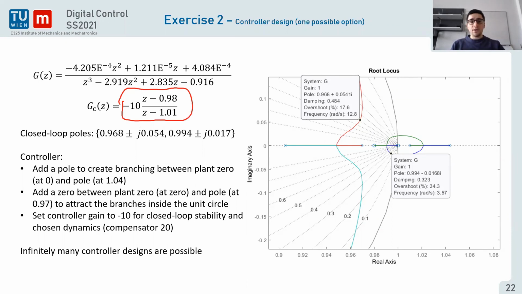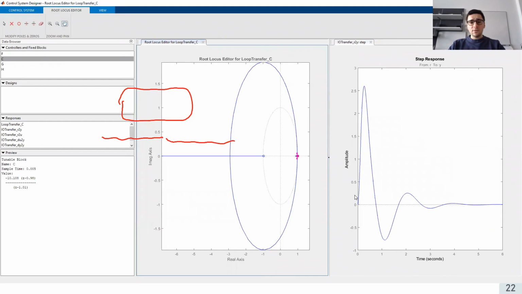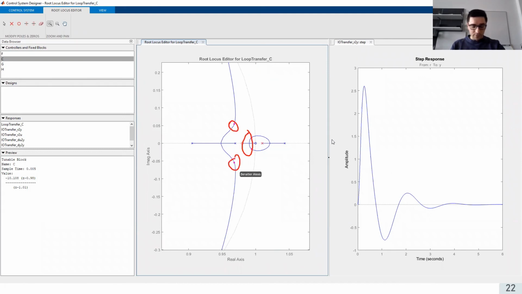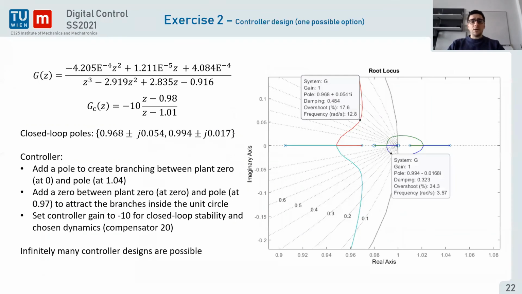The gain is not that high, it's not 1000 or 2000, for example, so it should be okay in terms of input saturation, and the closed loop poles are perfectly stable. So there are 2 closed loop poles here that are the dominant ones. That's why you have these oscillations. And if I zoom in, there are 2 other poles, these additional poles here, that are not dominant. Okay, so this is just one possibility.